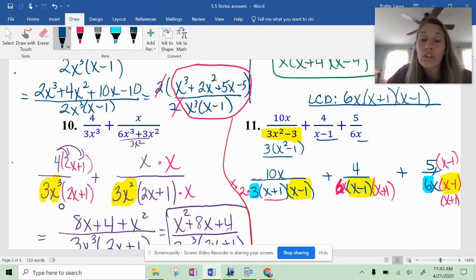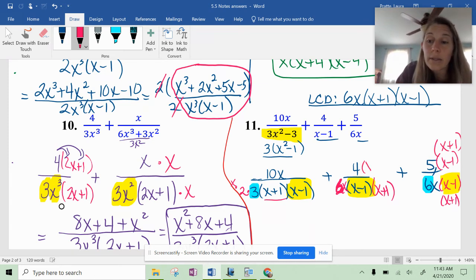So the first fraction, I need to multiply by a 2 and an x to get to the 6x. The middle one, I need the 6x and the x plus 1. And then the third one, I need both the x plus 1 and the x minus 1. And of course, whatever is done on the bottom needs to be done on the top as well. Okay, so then that's that. All right, so let's see what we have now.